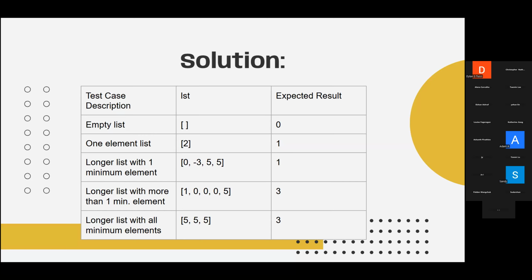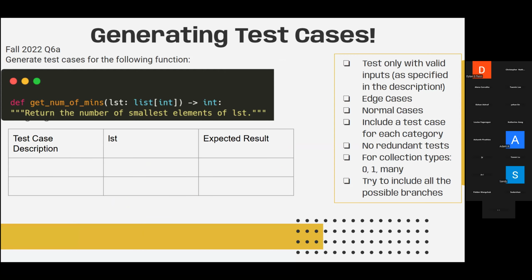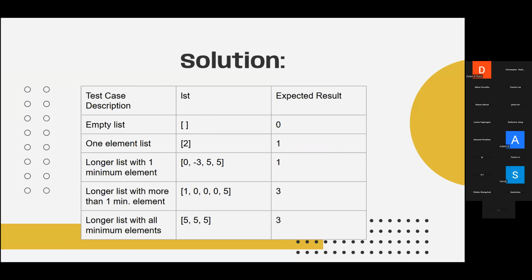So we have an empty list with no elements, and then the expected result will be 0 because we are getting the number of minimum elements. So since there's no minimum elements, we're just getting 0. On the other hand, we have one element in the list. Since it is the only element in the list, it must be the minimum. So our expected result will be 1. And then we have a longer list with one minimum element. We can see that -3 is the minimum element and it is only repeated once. So the expected output will be 1.